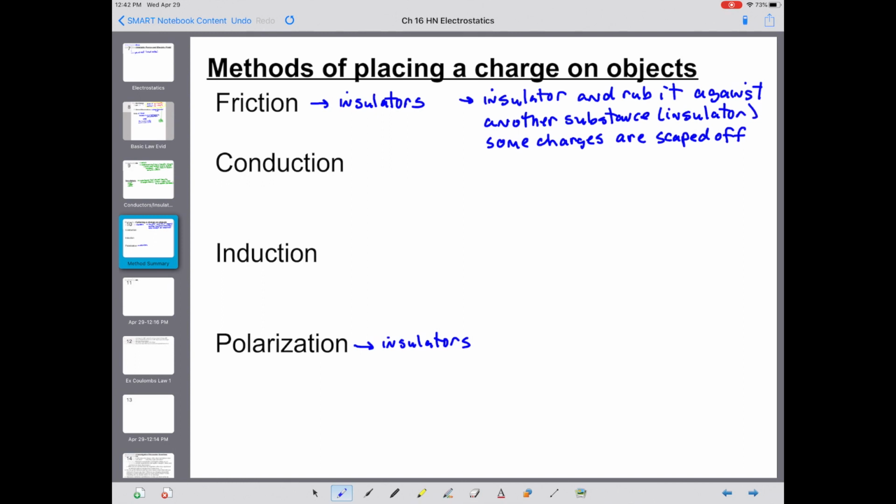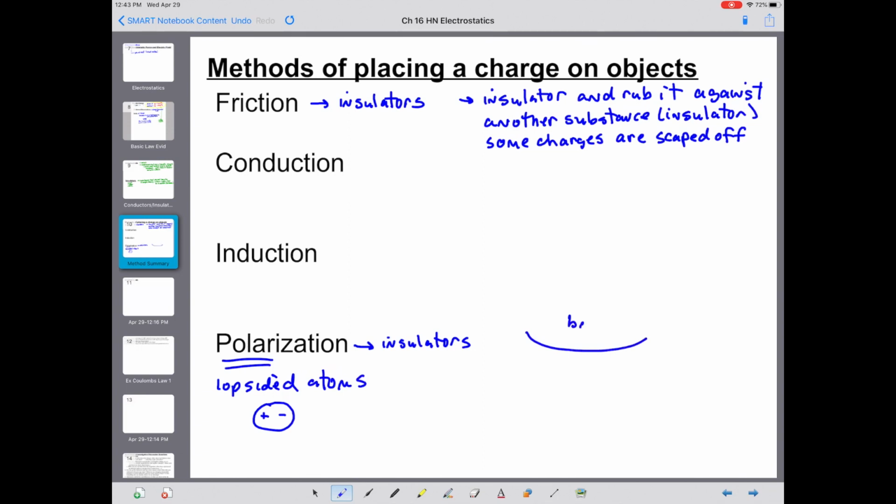Polarization. This is also an insulator. Basically, when you have an insulator, you can have substances that are polar, substances that have lopsided atoms. By lopsided atoms, we mean the electron cloud and the nucleus are not evenly distributed. Imagine that shape I just drew was an atom, where one side is negative and one side is positive. If I have a substance that is polar, or even one that is not, I can cause or induce it to be polar.